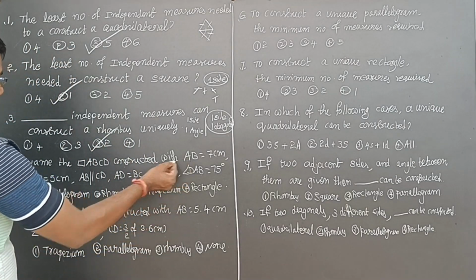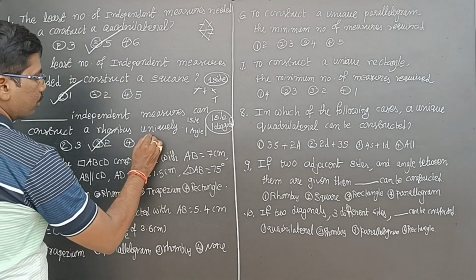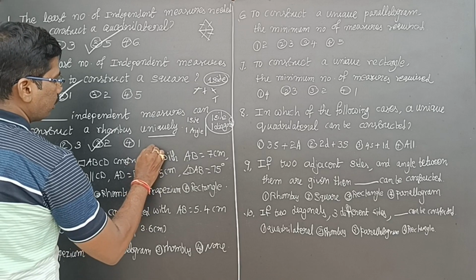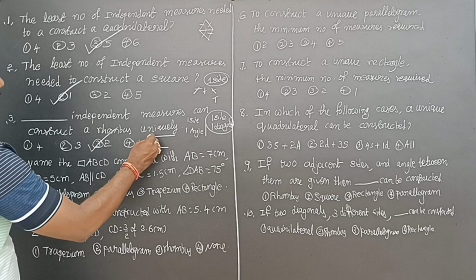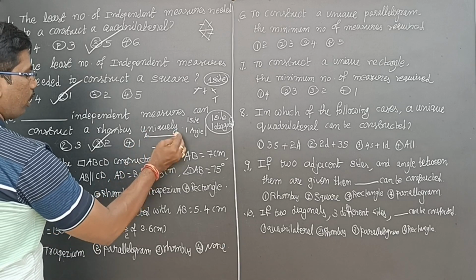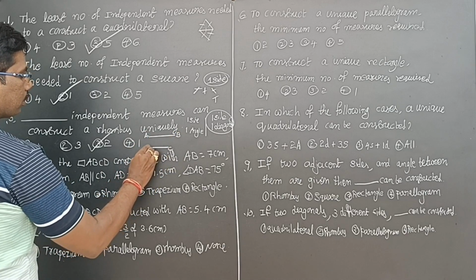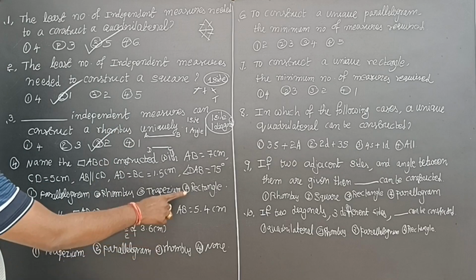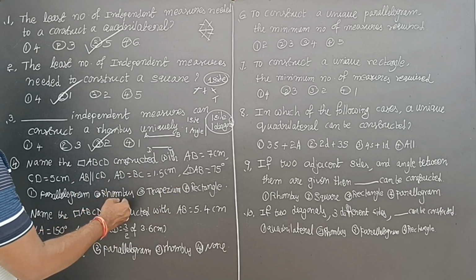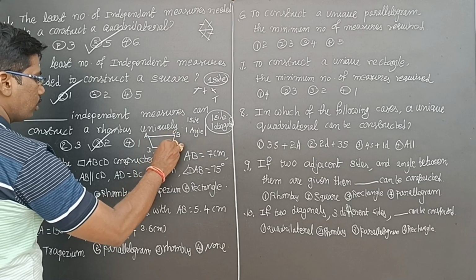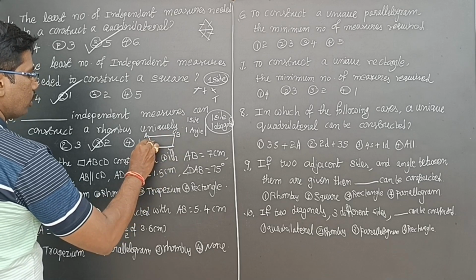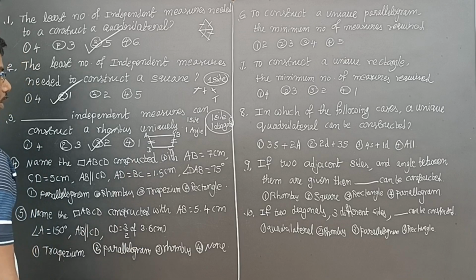Let us do. See here, AB is parallel to CD. Now see, AB is more and CD is less, so I have drawn it like that. AB is more and CD is less. Next, AD is equal to BC. Whatever AD is, BC is also that much only. So these two are equal. And angle DAB is 75 degrees.